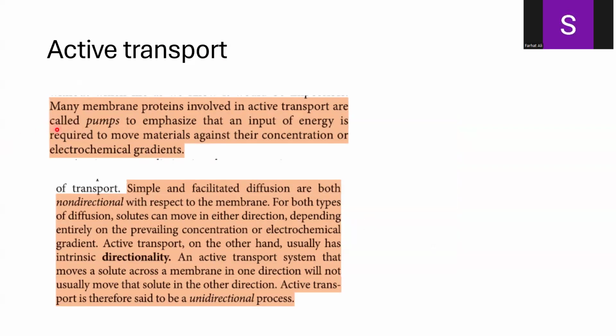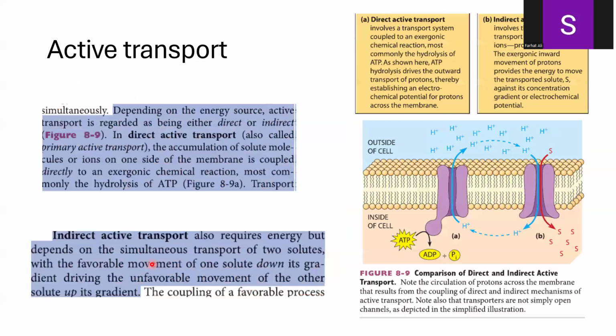So active transport is mediated by these specialized proteins, which are called pumps. And this process is a unidirectional process. So the active transport process can be done in 2 manners. The first is the direct active transport process.